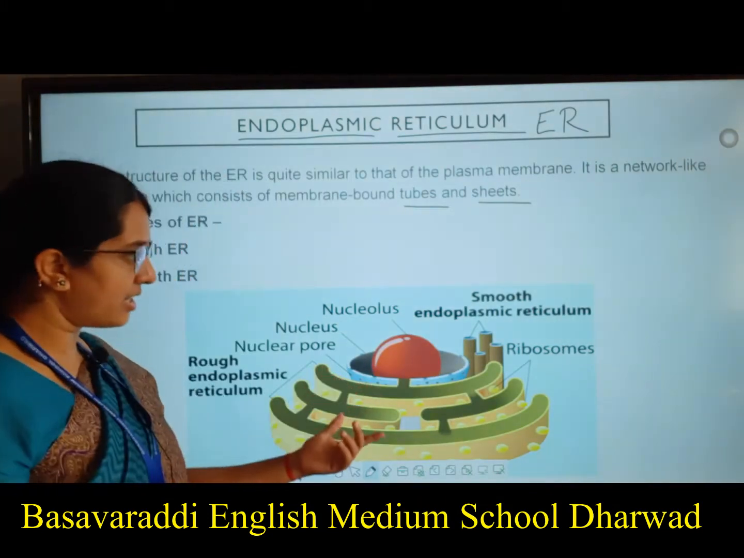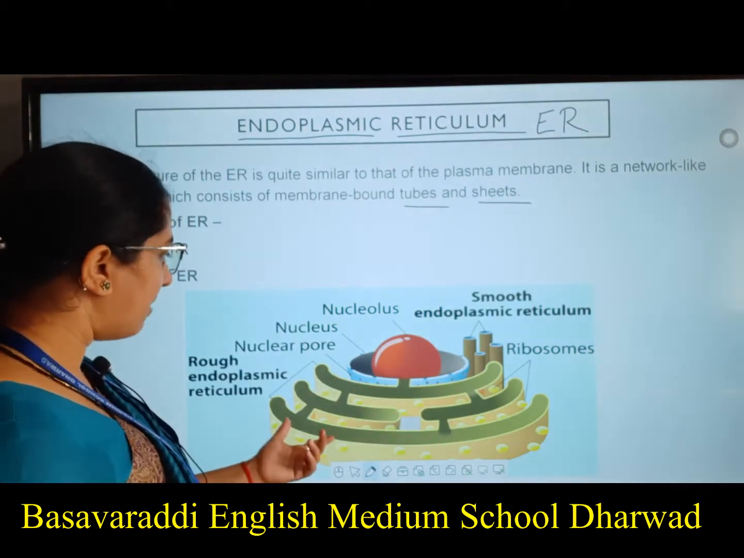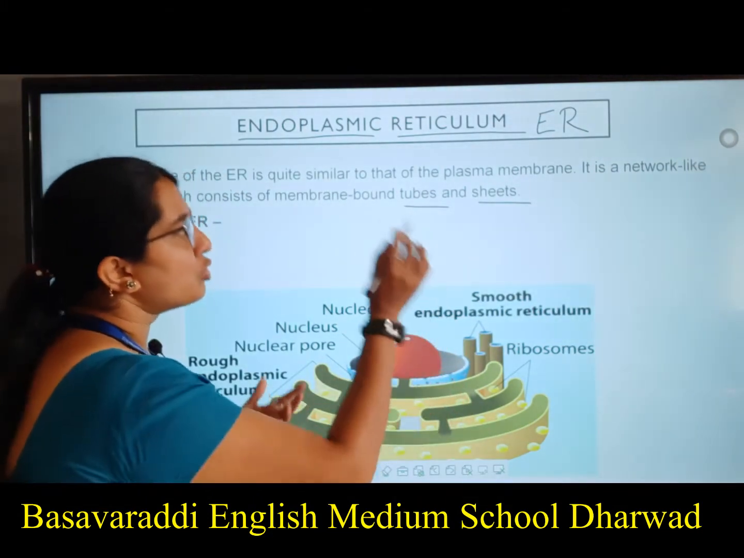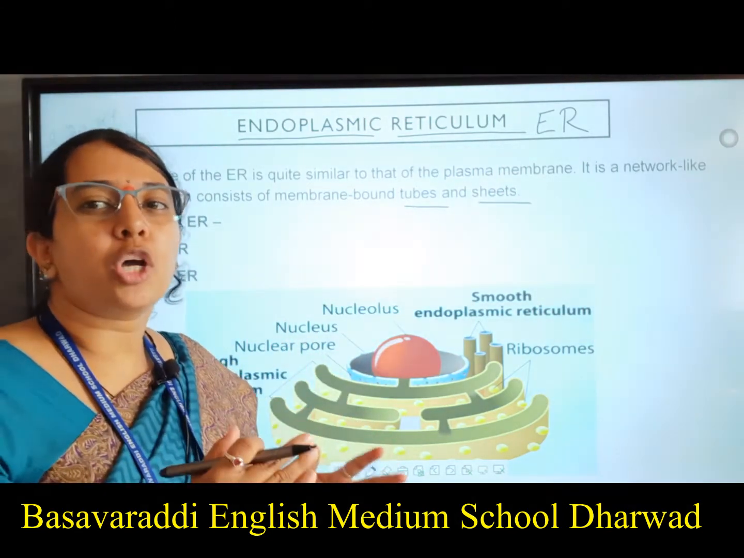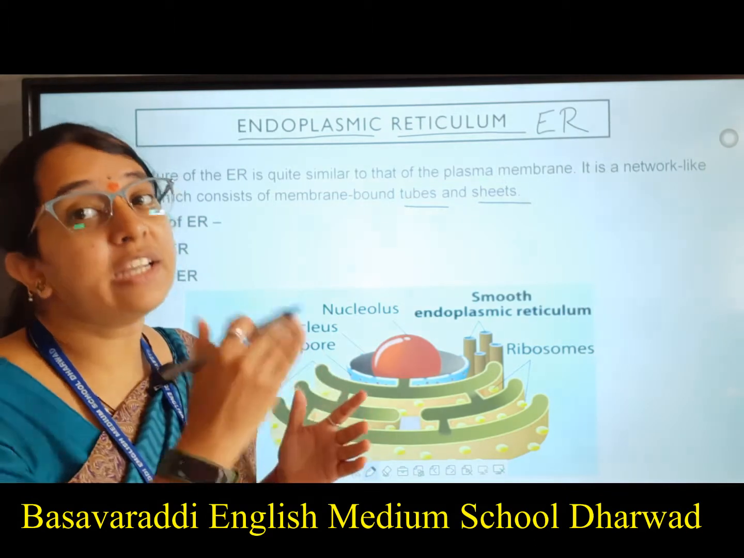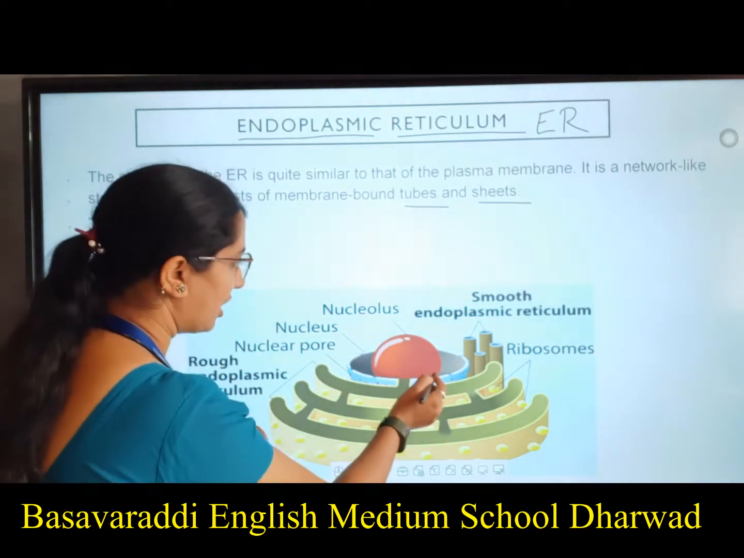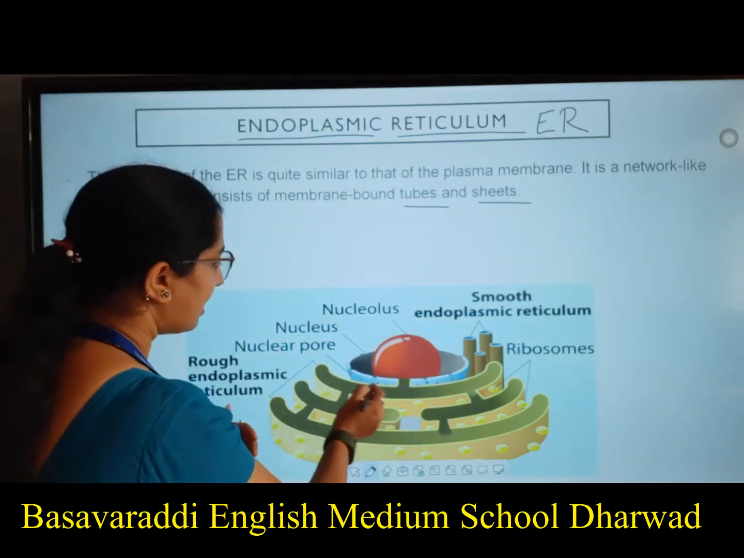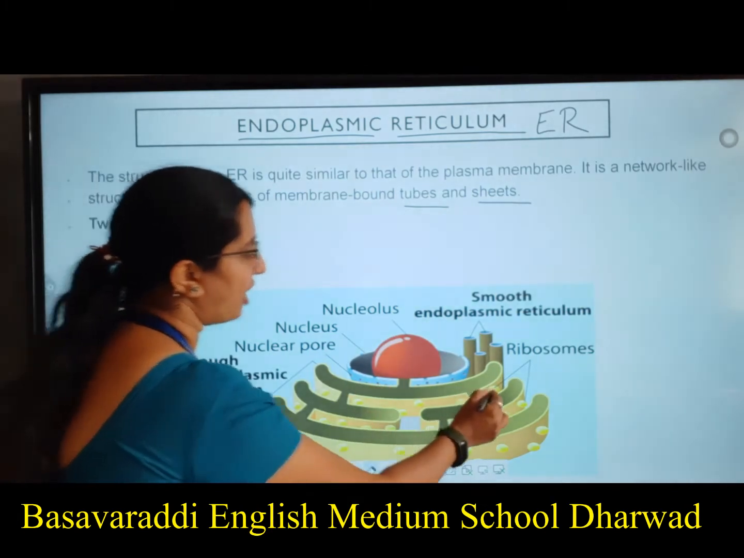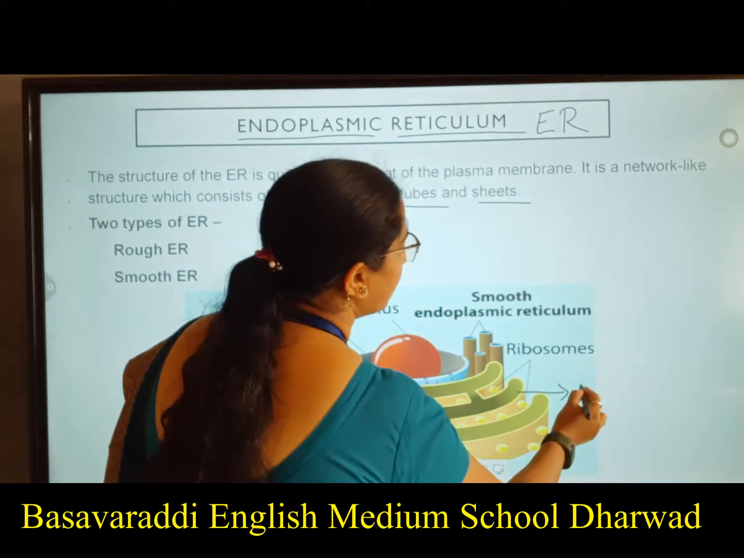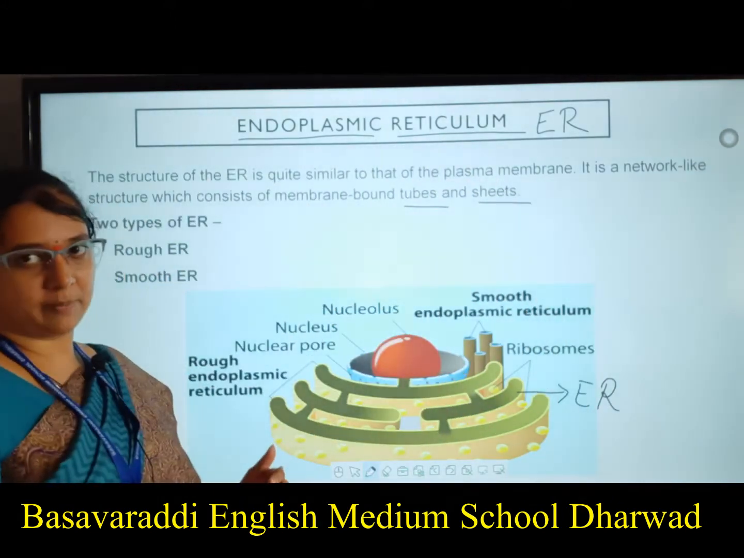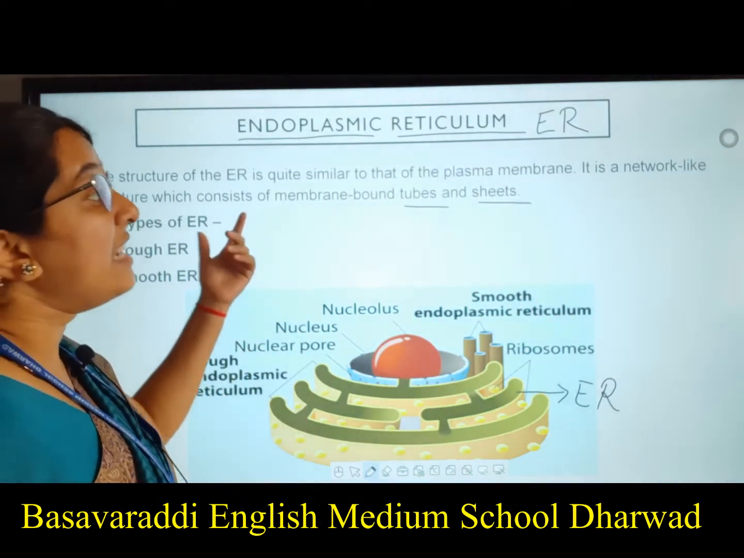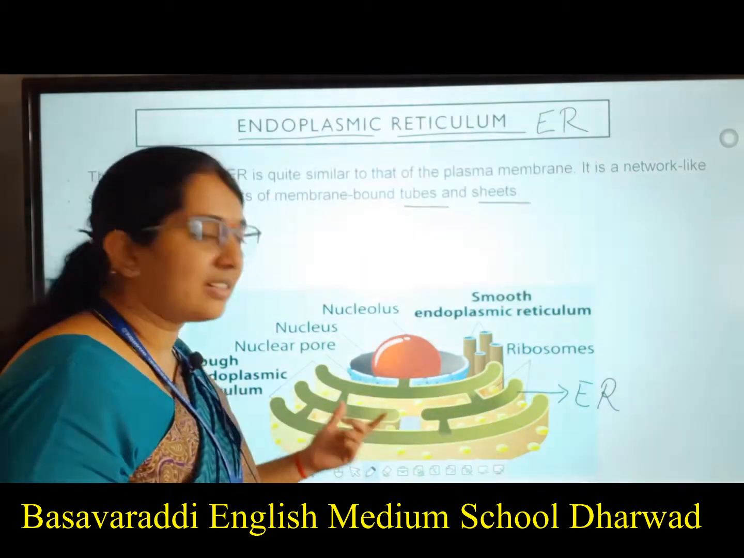So you can see here the endoplasmic reticulum. This is your nucleus. You do find this endoplasmic reticulum very next to your nucleus or the nuclear membrane. This is your nucleus, this is your nuclear membrane, and the very next thing you find, yes, this is your ER, the endoplasmic reticulum. If you observe, it is just like a network here.